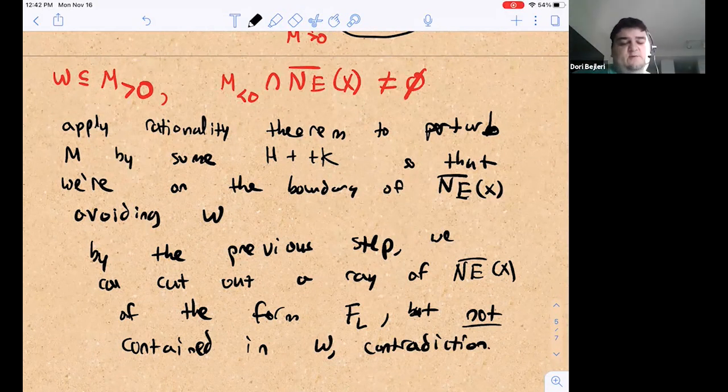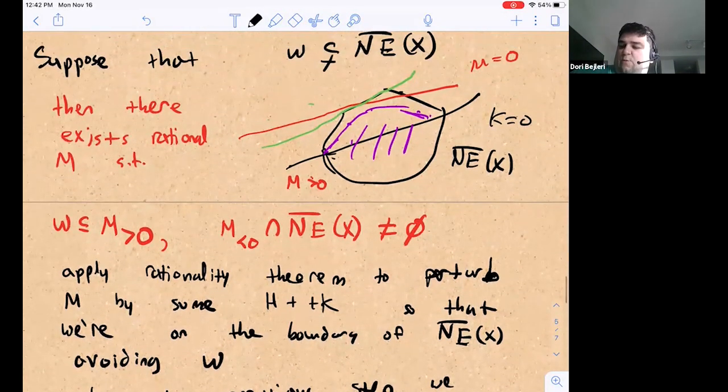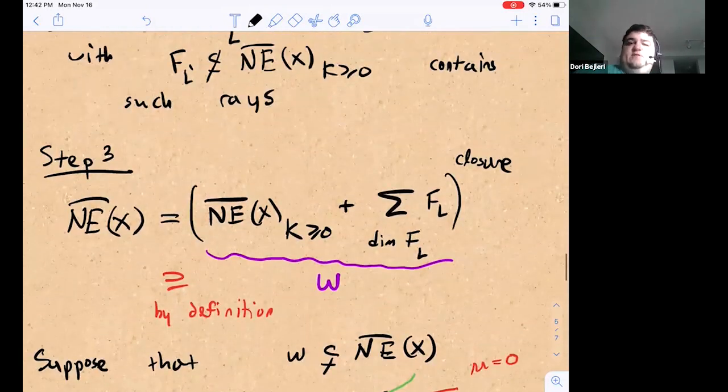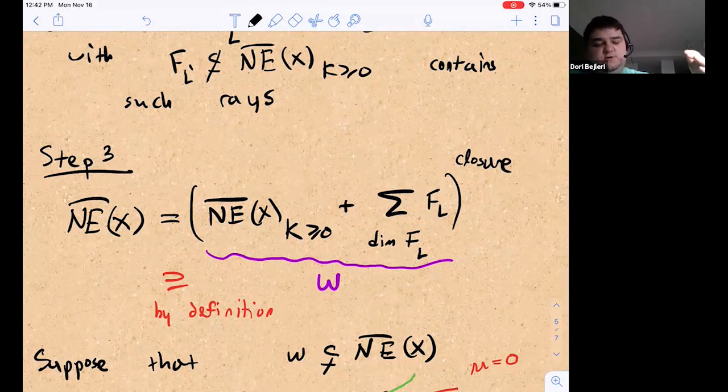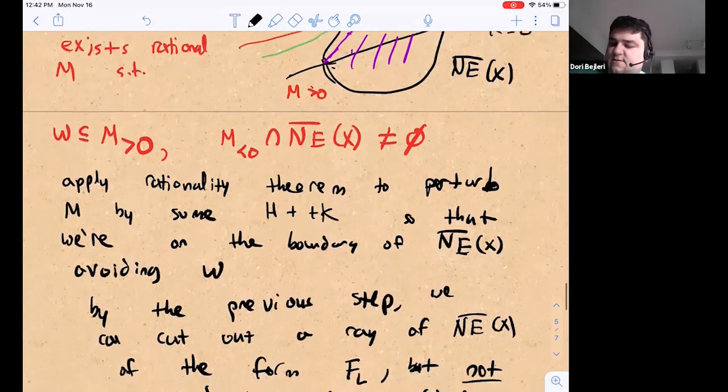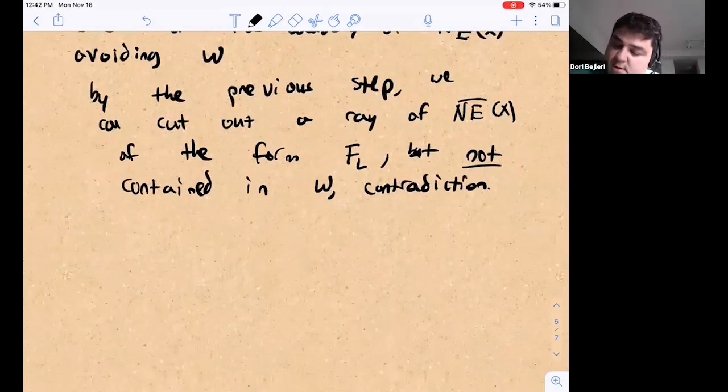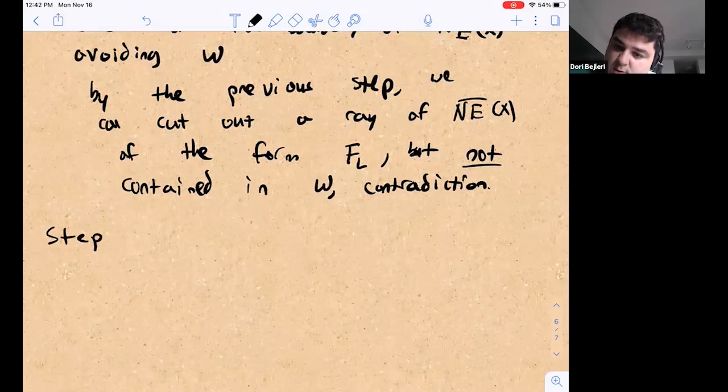So that tells us that W really is the whole cone, and now what we need to show is that we don't actually need to take a closure, that everything's actually already closed. So we're just going to show that everything's already closed. Any questions up to here?